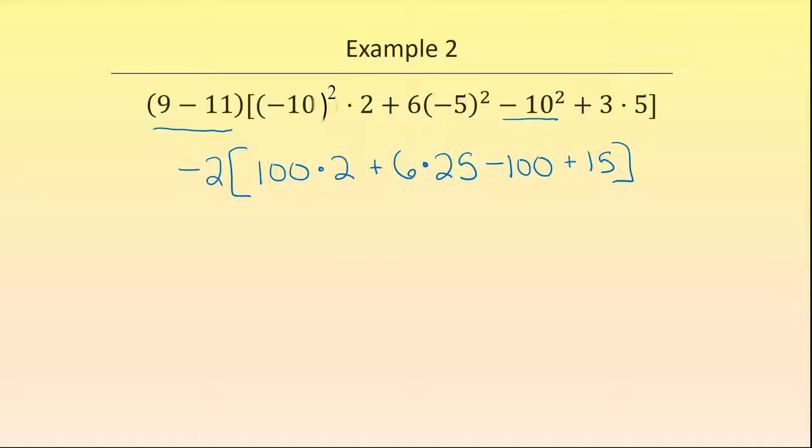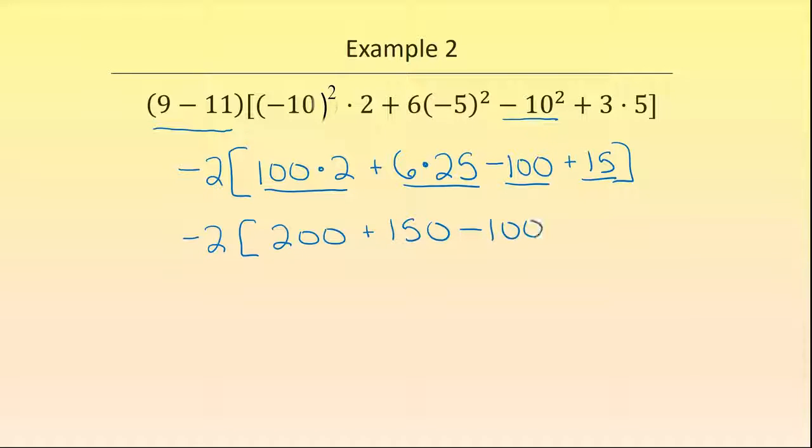So now I have all these little addition chunks. Well, I have terms that are chunked up by pluses and minuses. So I'll go through and do all those multiplications and then add the numbers up. So I get 200 plus 150 minus 100 plus 15. And like I said, you can go in any order when you're doing the addition and subtraction. Maybe I want to say 200 minus 100 is 100, and then plus 150 is 250, and plus 15 is 265. So I've got -2 times 265.